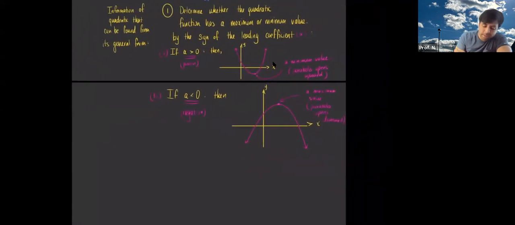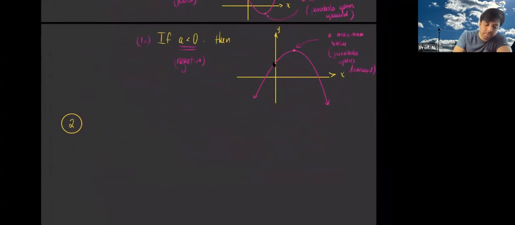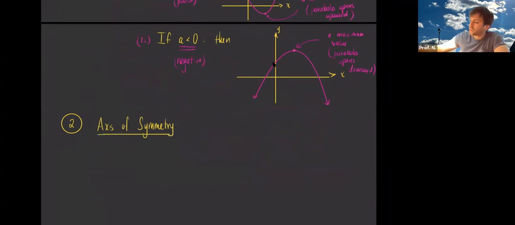Okay. Now, the second thing I can find, based upon the general form, is the following. I can figure out what's called the axis of symmetry. Does anybody remember what the formula is for the axis of symmetry? Does anybody know what the axis of symmetry is?